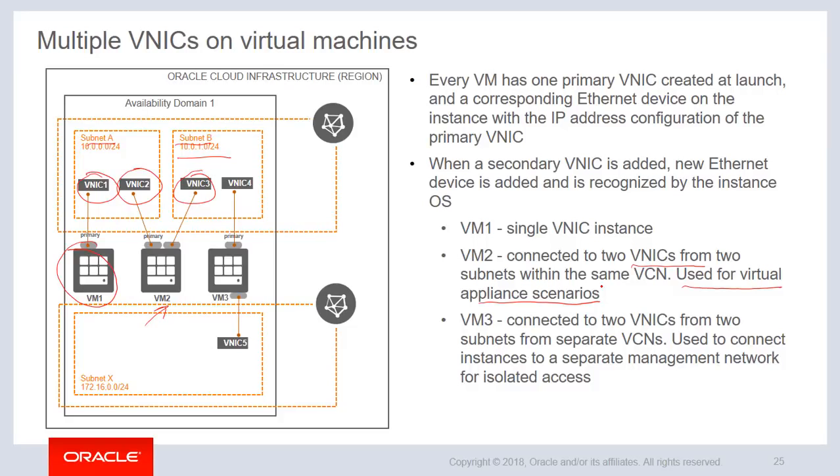In the third case, you have a VM here. It also has two virtual network interface cards, but now these two virtual network interface cards are sitting in completely different VCNs.